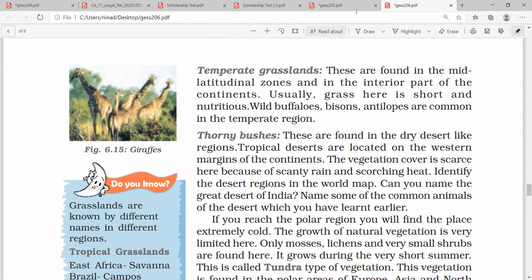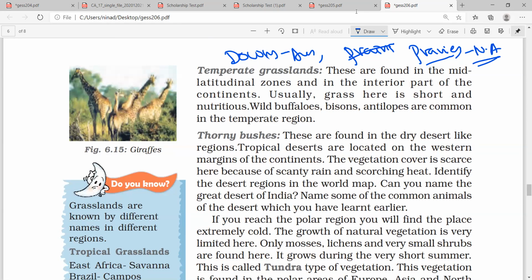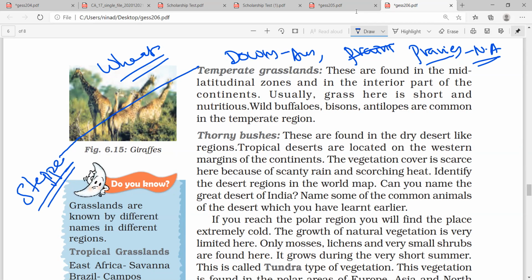Temperate grassland is very good. Write down some examples: Downs in Australia, prairies in North America. They are very famous for dairy products and wheat cultivation. In fact, this climate is also known by the name steppe climate.